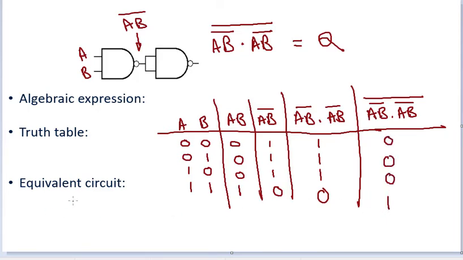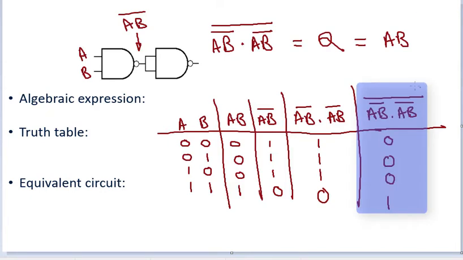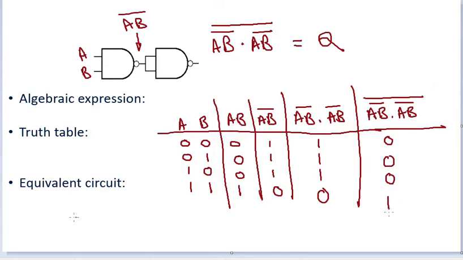So we've found that this is equal to the same as AB, because you can see that these are actually the same as each other. This one here and this one here are the same. So the equivalent circuit is just another AND gate.